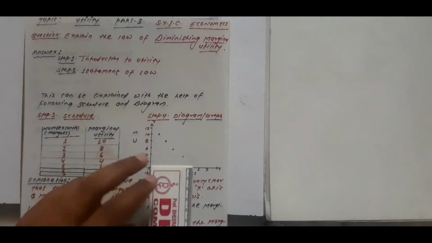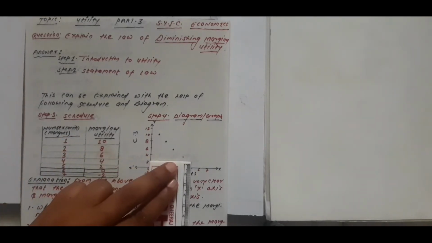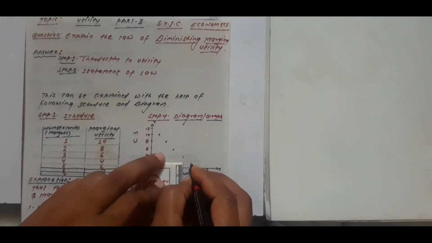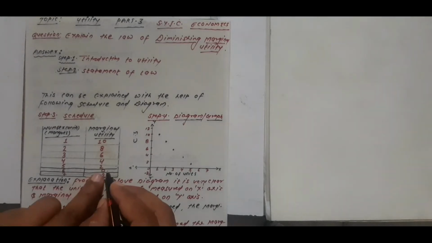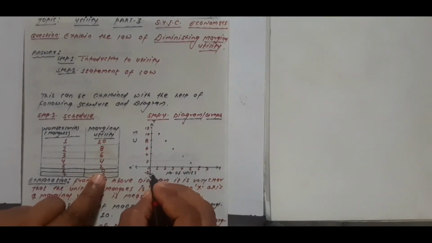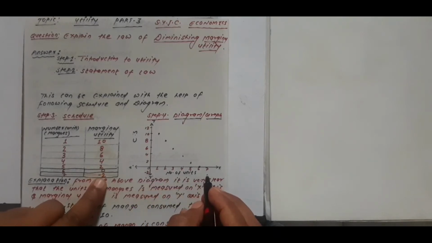Then after the fourth one, when the fifth was consumed, satisfaction was 2. And as the sixth one was consumed, satisfaction level was 0. So this is 0, and for the seventh it was minus 2. Minus 2 means a negative number, so put here minus 2.